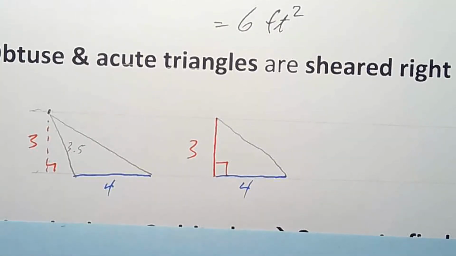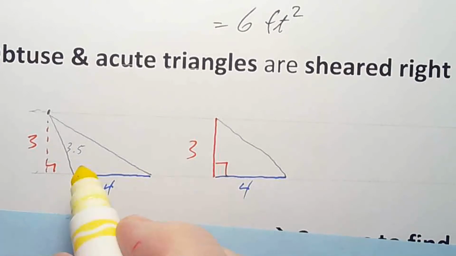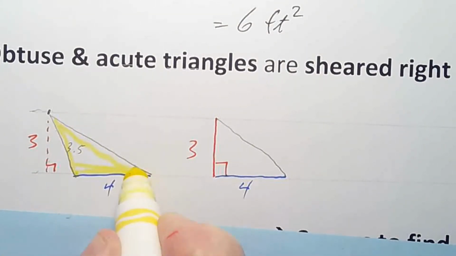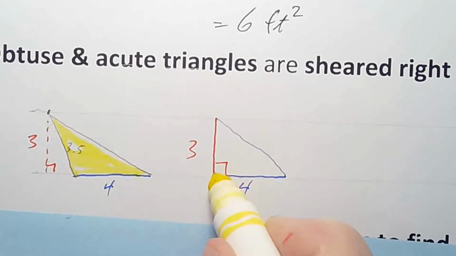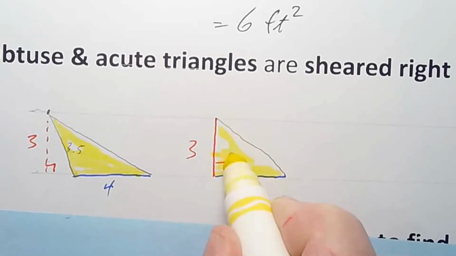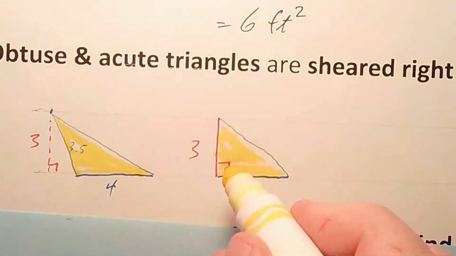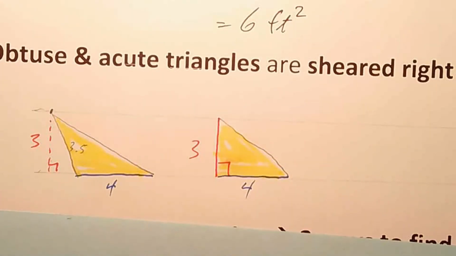So these two areas are going to be the same, right? So I sheared it over, right? So this area in here is the same as this area right here, isn't it? Okay, I haven't changed the amount of stuff I have. All I've done is just kind of shifted it around.